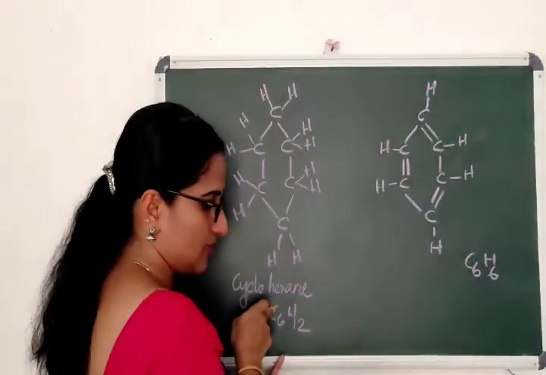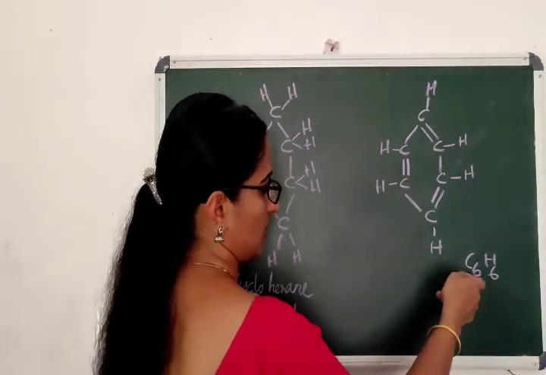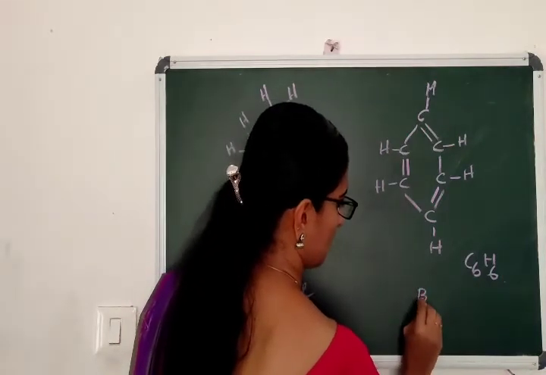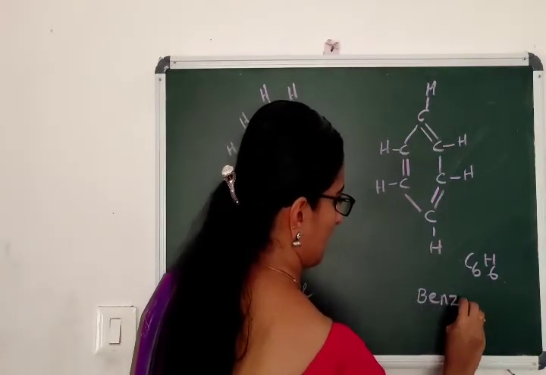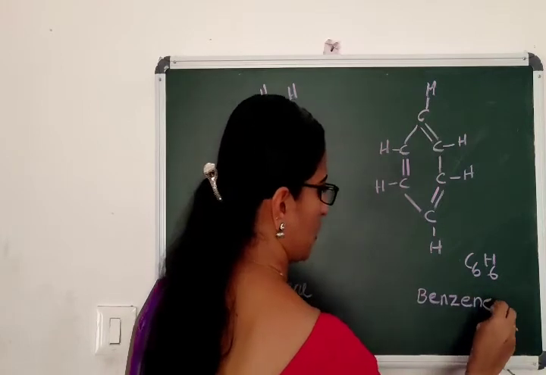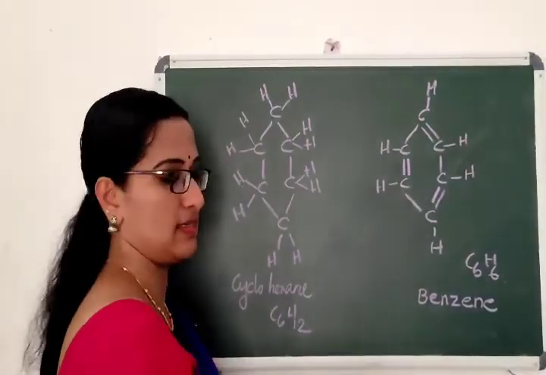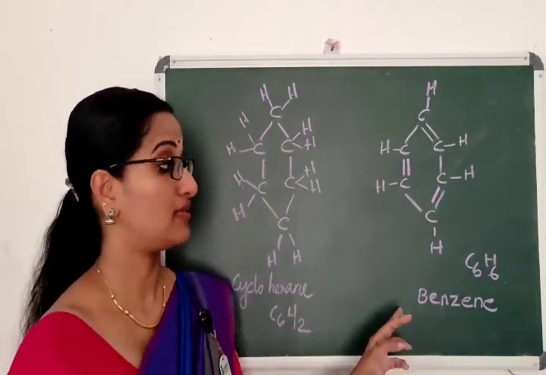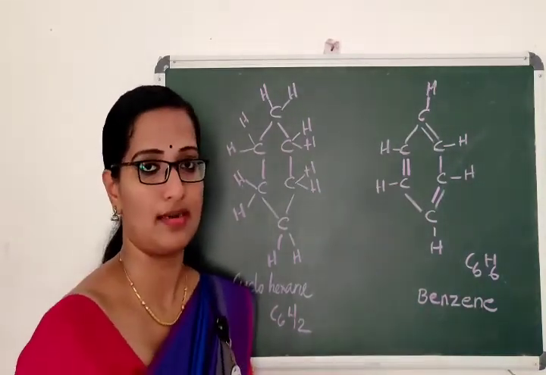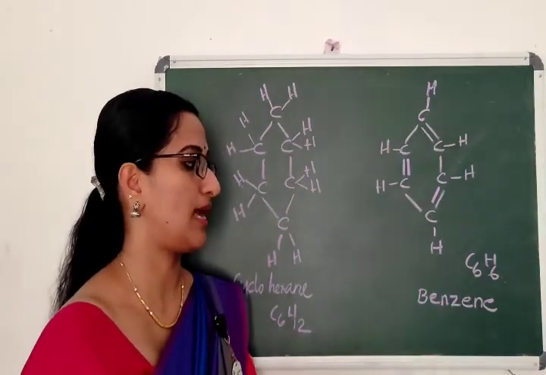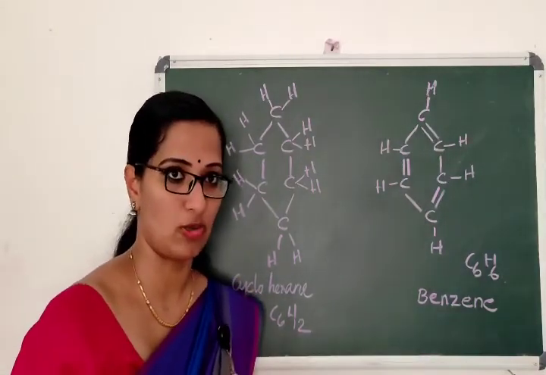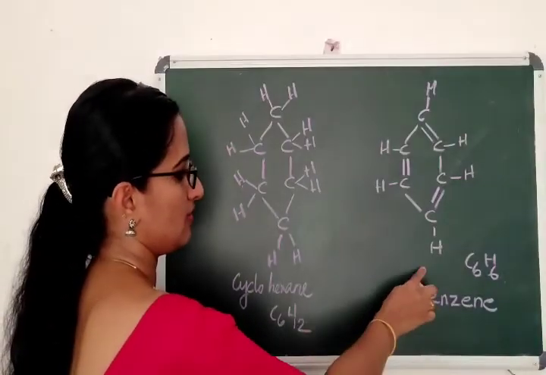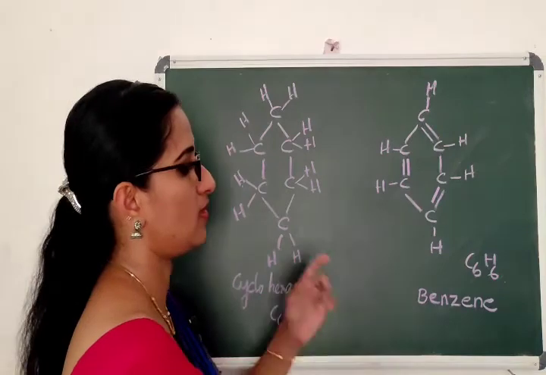This is a saturated cyclic compound. This is unsaturated because a double bond came in between, and the name of this compound is benzene. This is the best example which is in your syllabus. Benzene has many peculiarities; it shows particular characteristics and it is highly poisonous also. Most of the organic compounds are highly poisonous. So this is one of the important unsaturated hydrocarbons.